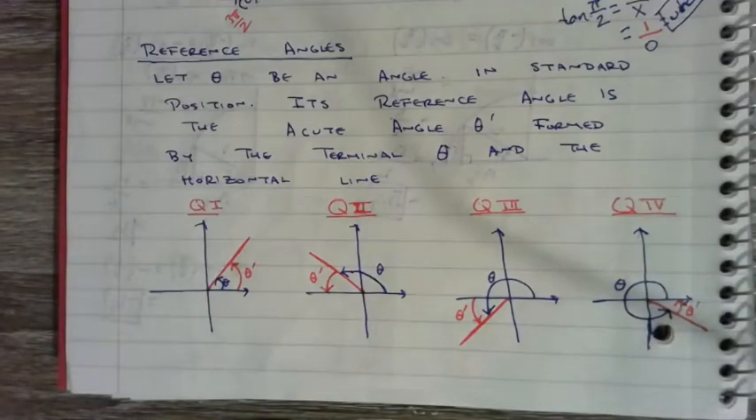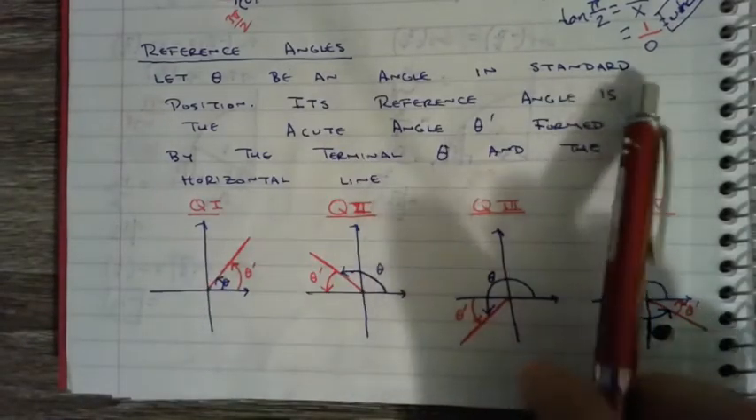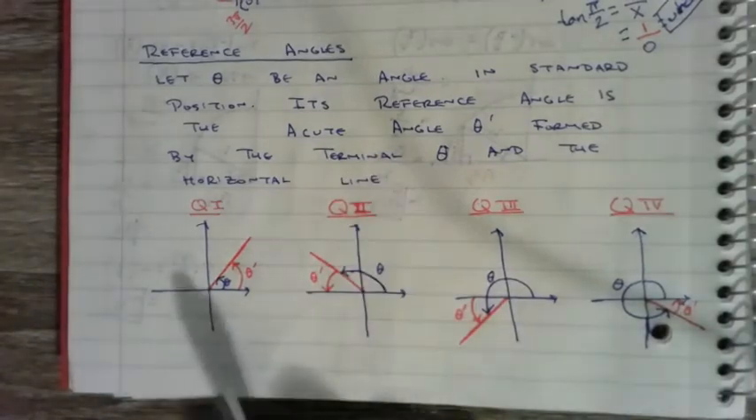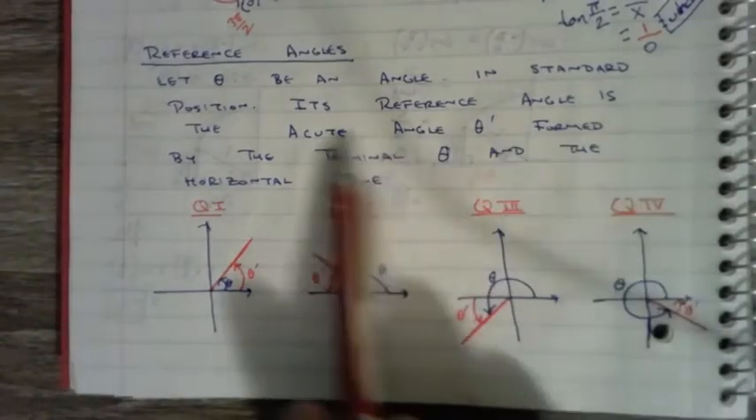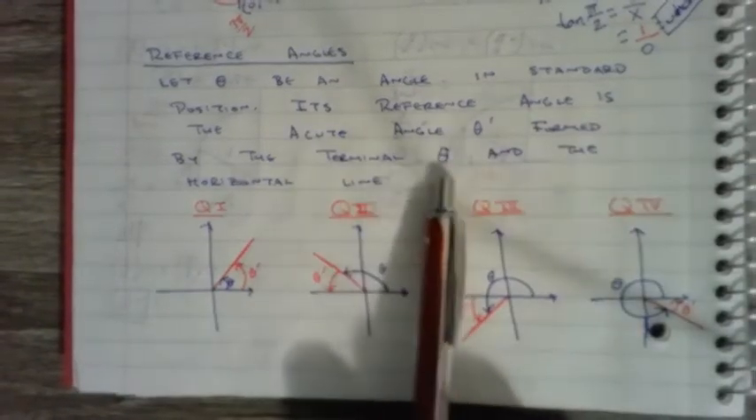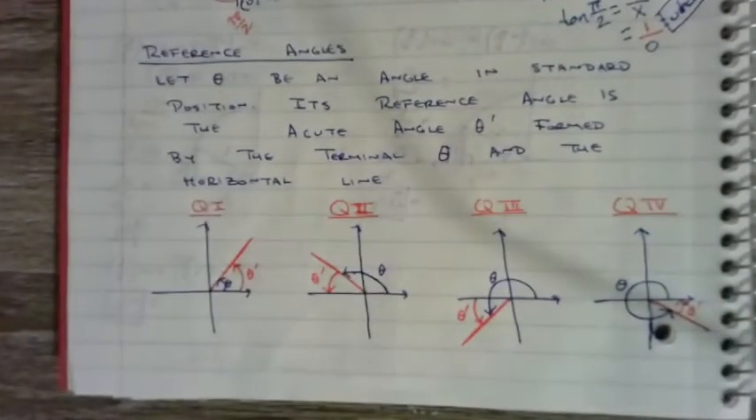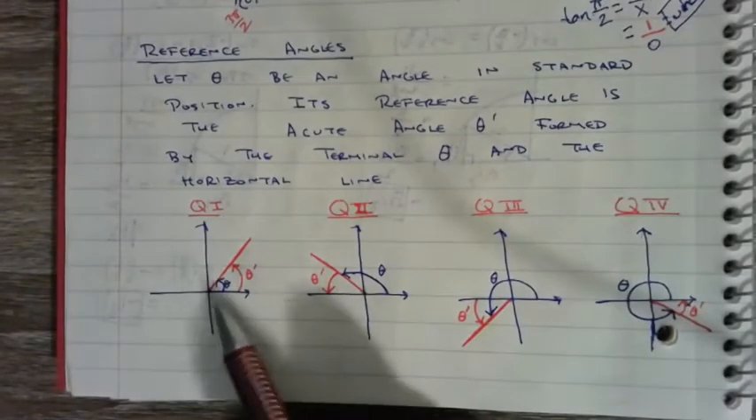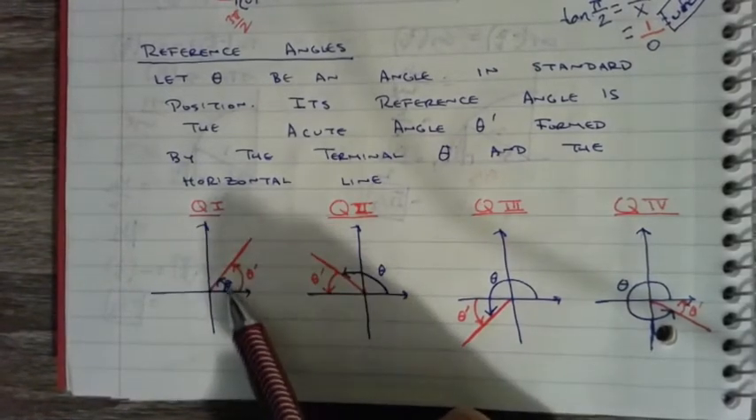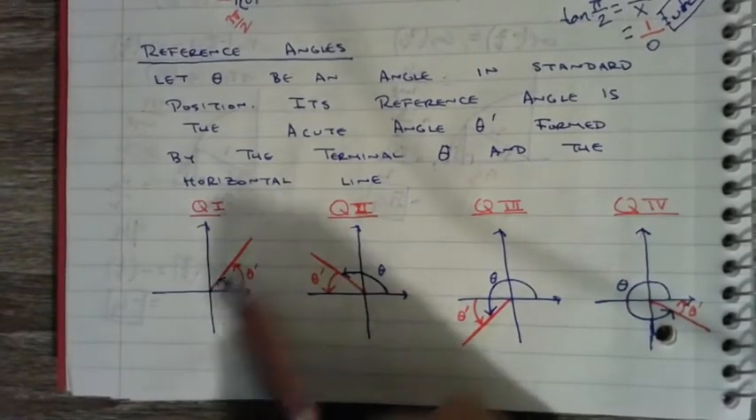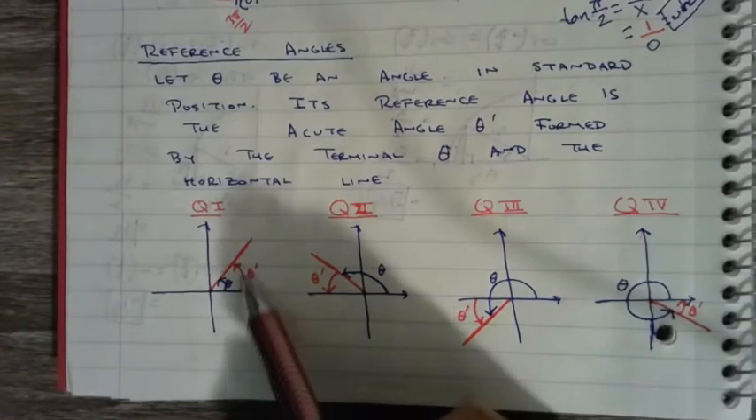Okay, so let theta be an angle in standard position. So just an angle in standard position. Its reference angle is the acute angle formed by the terminal angle and the horizontal line. Okay, so reference angle. So first let me show you a couple examples. So if you look at quadrant 1, so say you have this angle right here, theta. Then your reference angle would be this angle right here.